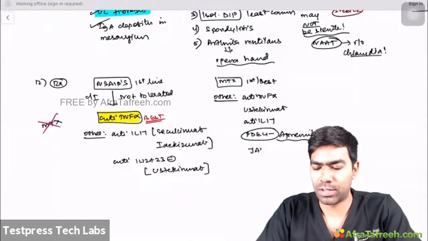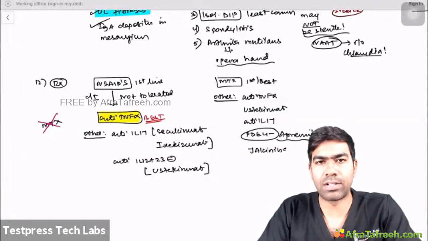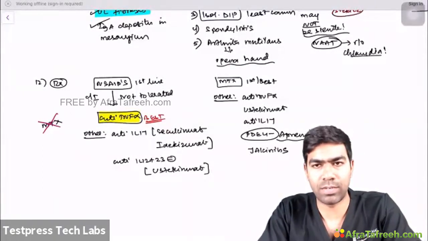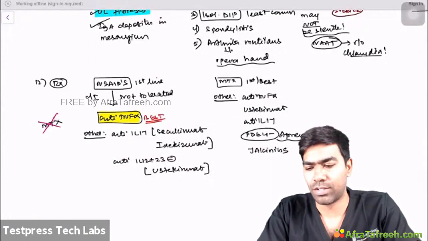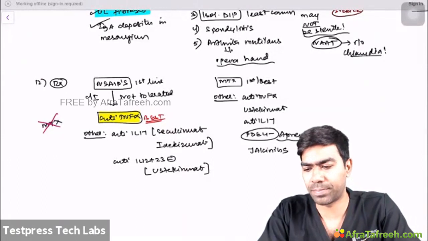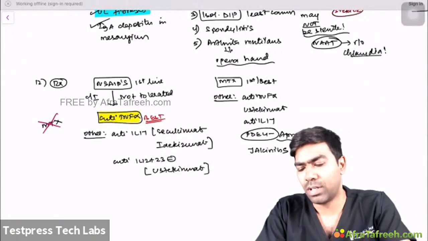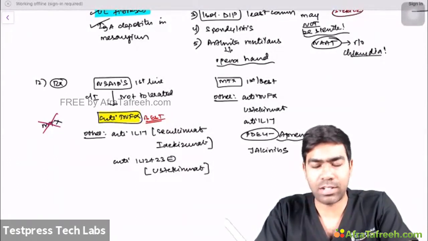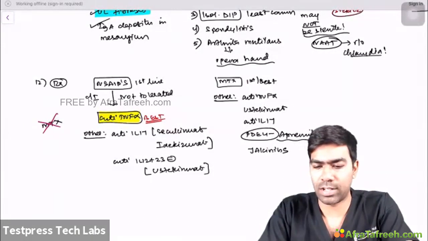And you can use JAK inhibitors like tofacitinib. We told already. So that is also approved for use in psoriatic arthritis. So some of these drugs are not approved for ankylosing spondylitis, but this is very important. All these extra drugs are also approved for psoriatic arthritis. Remember this.